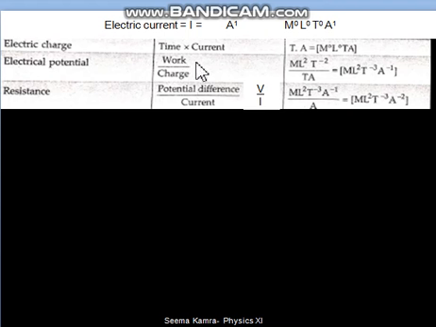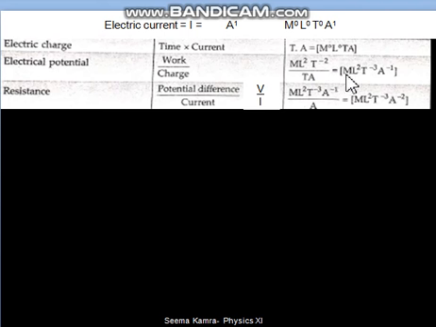Now we should know the work formula. So that is M^1 L^2 T^-2. This is a very usual formula. We should learn this formula by heart. Work formula is M^1 L^2 T^-2. Charge formula, just now we have derived as A^1 T^1 or TA. This is derived. Now let us arrange these quantities.